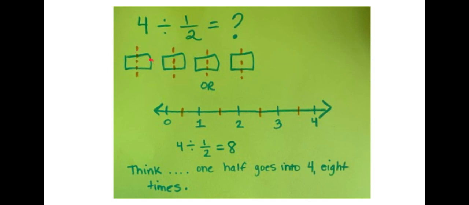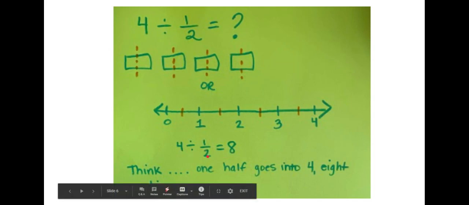So you can tell I went down and drew the 4 boxes here, these 4 boxes. Then I split each of them into halves. So half, half, half, half. So that's what it would look like with that model. A number line is very similar. Okay, I started with 4. That's where that comes in. If I split it into halves, those are my orange lines. So 4 divided by 1/2 equals 8.